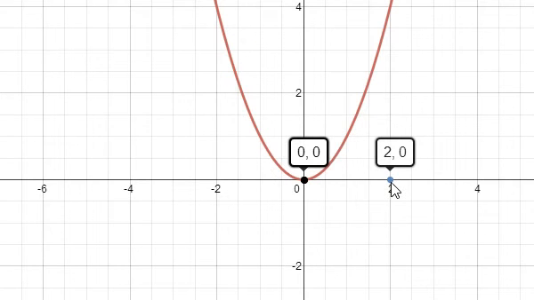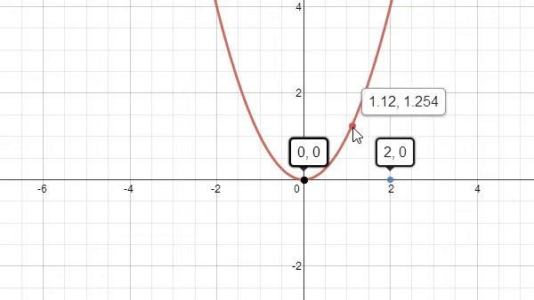Alright, we have a point here in the plane, and that point is (2, 0), and then we have our curve, which is x squared. So we want to find the point on the curve such that the distance between the point on the curve and (2, 0) is a minimum.